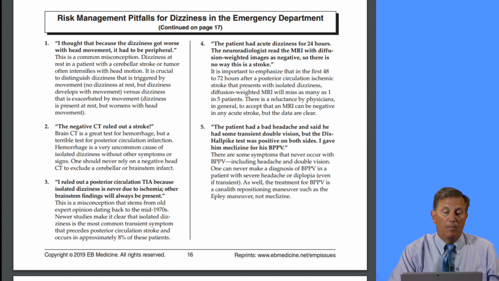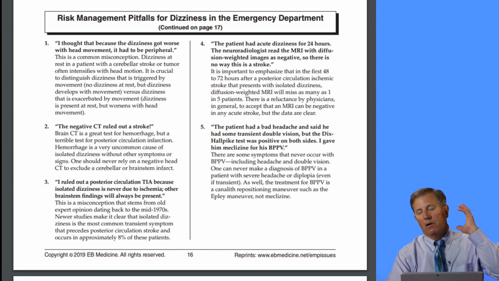Number one, I thought that because the dizziness got worse with head movement, it had to be peripheral. That's not true. Dizziness that's worse with head movement can be both central and peripheral. Number two, the negative CT ruled out a stroke. We know that that's not the case.